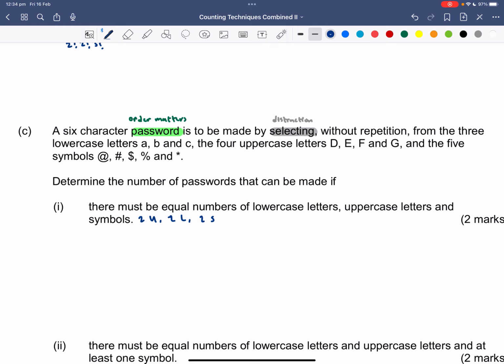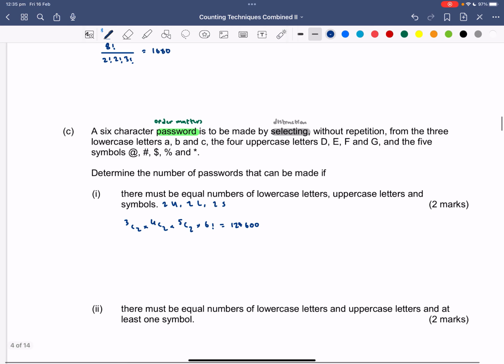So first, from the 3 lowercase, we choose 2. From the 4 uppercase, we choose 2. From the 5 symbols, we choose 2. So first, choose, and because it's a password, we times that by 6 factorial. We should get 129,600 possible passwords. Next part.